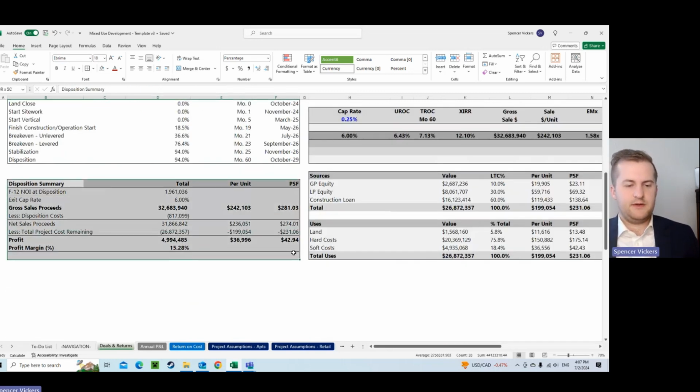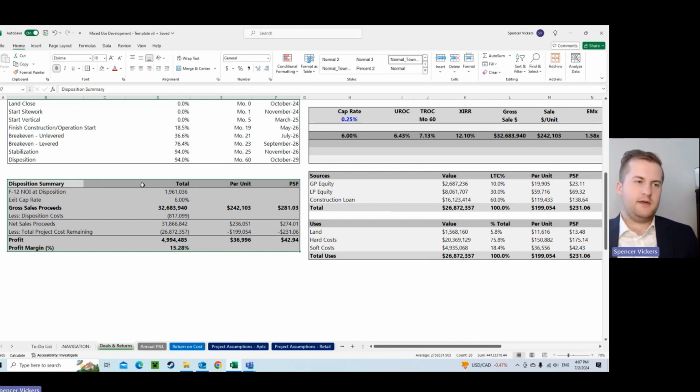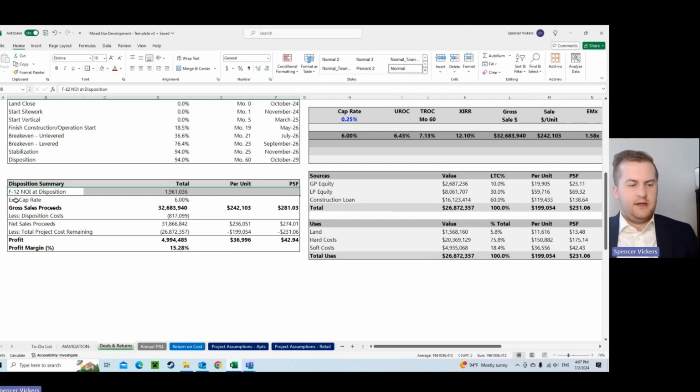Disposition summary shows a high level of the disposition assumption based on our income at disposition, a fully reassessed tax burden, right? All of that inflation is built into our forward 12 net operating income at the time of disposition. And then we use a cap rate on that. We get to gross sales proceeds of 242 per unit. We have some disposition costs in here. So net sales proceeds, total project costs remaining.